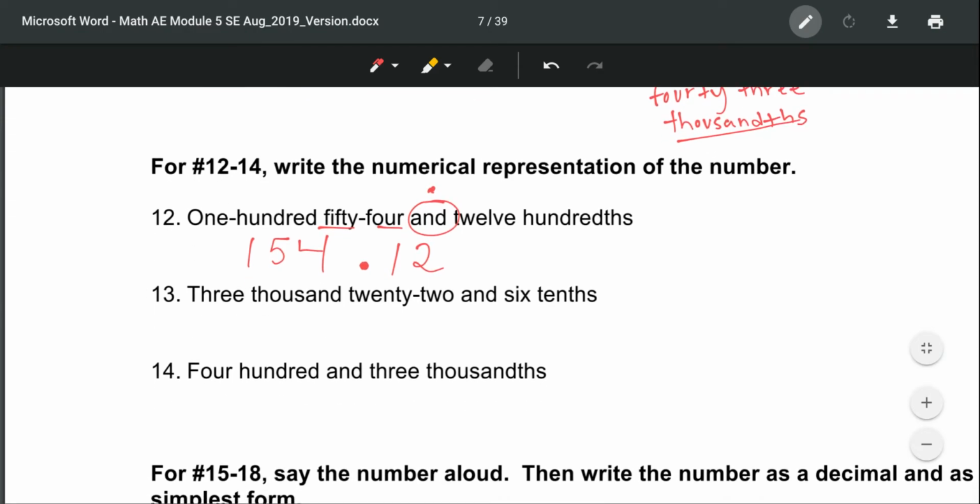Number 13, 3,022 and 6 tenths. So you have 3,022, and means your decimal point, 6 tenths. So it'd be 6 right after the decimal point. That's where your tenths place is.